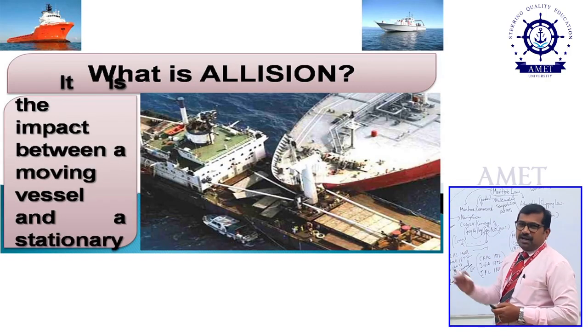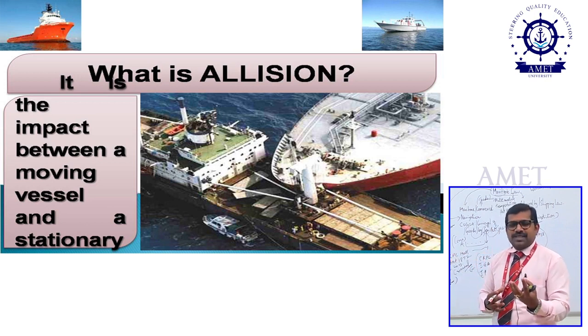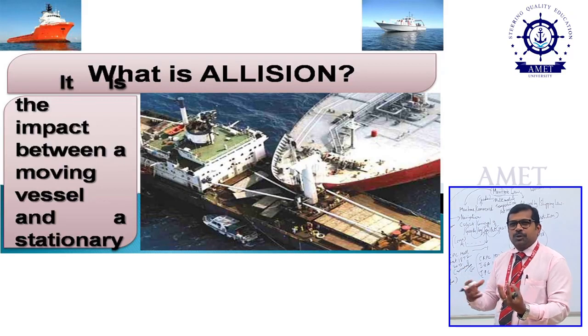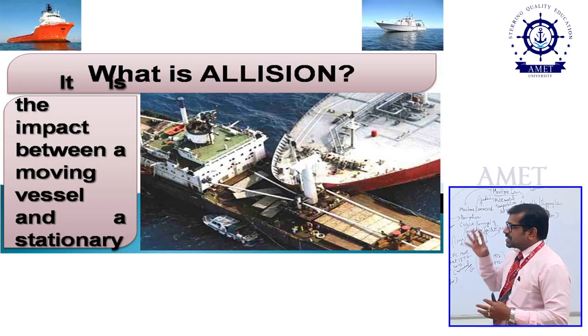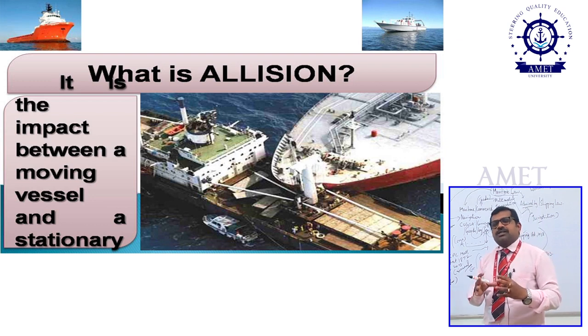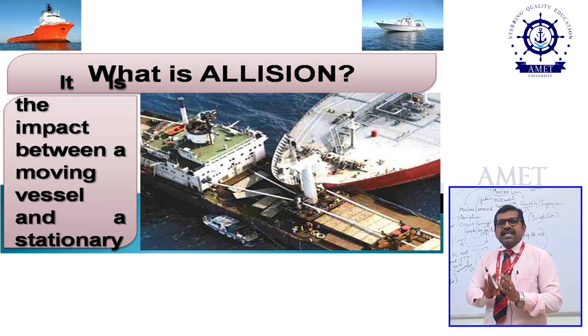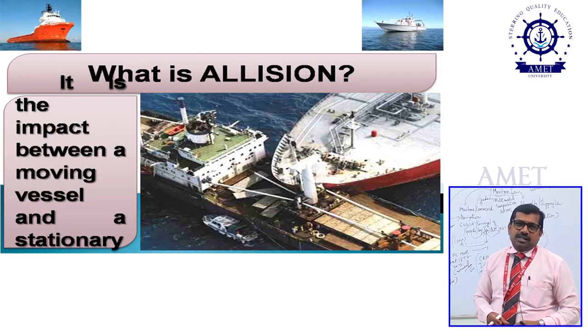Now, what is the meaning of allision? The difference between collision and allision is that in allision, one vessel is not moving while the other vessel is moving. The impact between a moving vessel and a stationary vessel is called allision. You have to know the basic difference between collision and allision, because the international conventions protect not only against collision but also against allision. Any such action needs to be protected, which is the basic aspect of the international conventions as per maritime law.